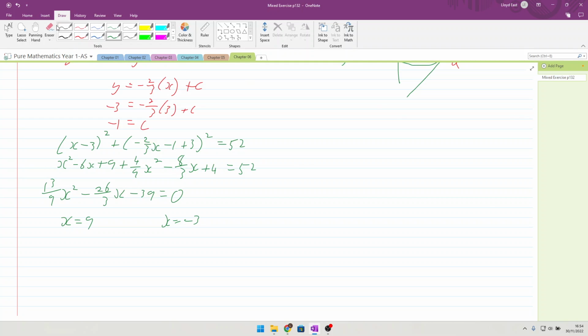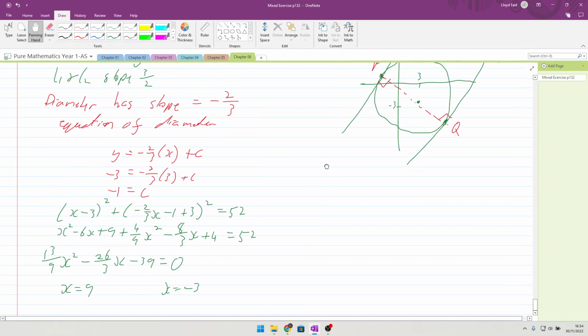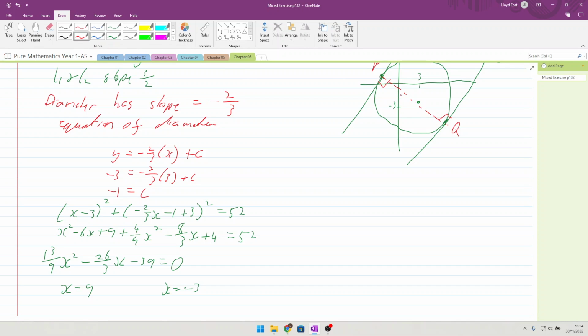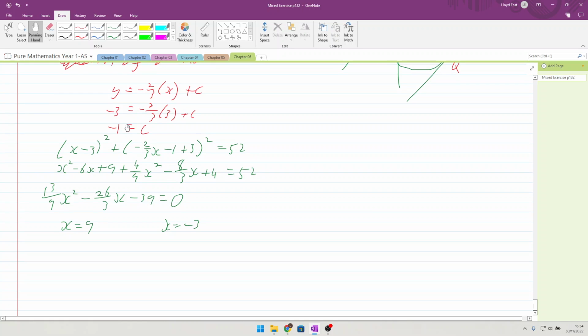So just looking at our picture there, x is 9, so that point there is somewhere there, and this one here is minus 3. Okay, with those 2 points, what are we ultimately trying to find here? We're trying to find the point of intersection. So let's just find the y's quickly that go with them using the equation up here.